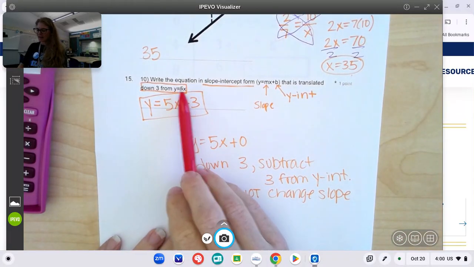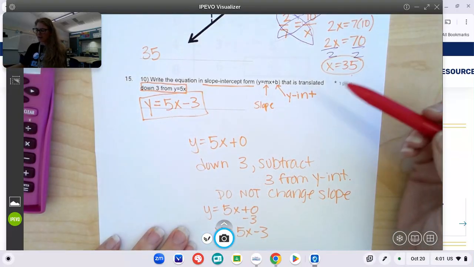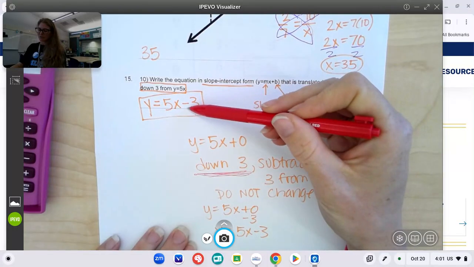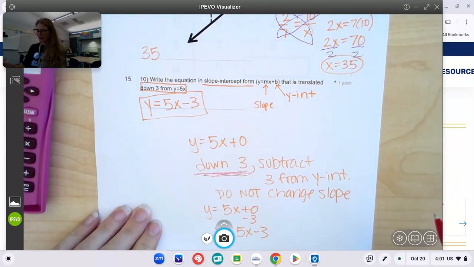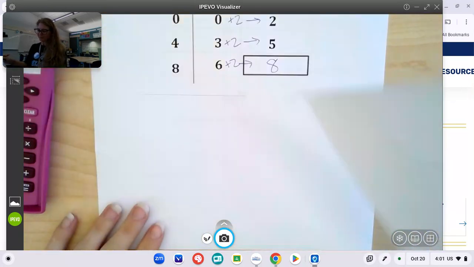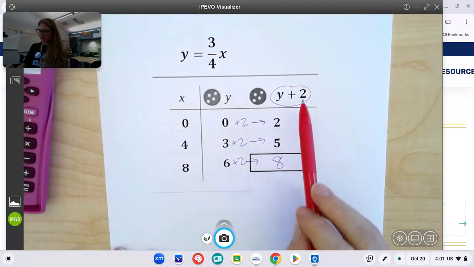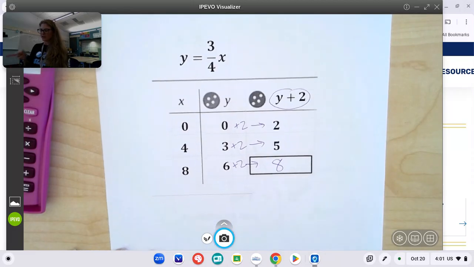The next one says, in your equation slope-intercept form, translated down 3 from y equals 5x. Remember, down 3, we are just subtracting 3 from our equation. Our slope stays the same. They are parallel to each other. We do not change the slope. Filling in our missing part, we have our rule of y plus 2. So our previous y, we are always just adding 2.